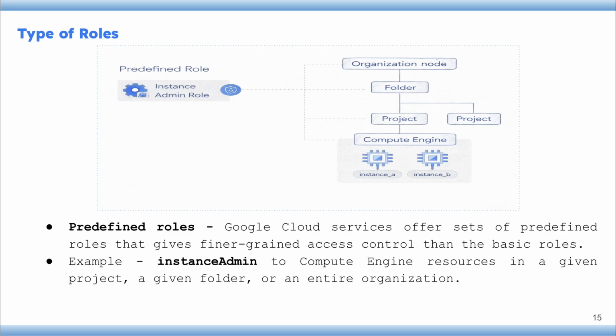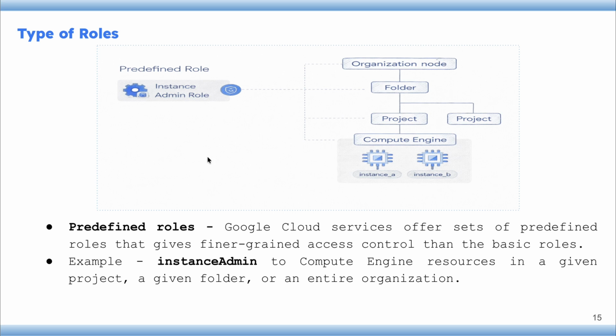What this means is the user can manage your Compute Engine instances, and this role can be applied at the folder level, at the project level, and even at the organization level. In real time, take a cloud engineer who manages virtual machines but doesn't need to access storage, database, or billing. If that is the case, you can assign this predefined role called Instance Admin role.